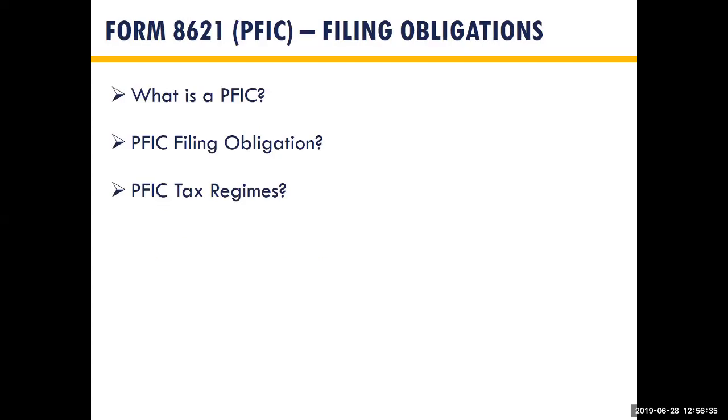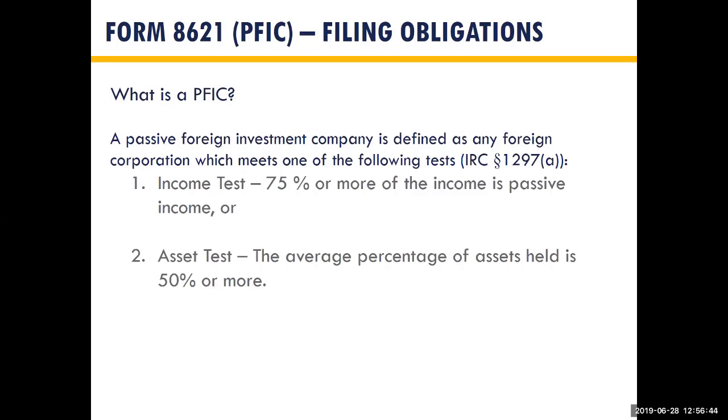What I'd like to do, and we're going to gloss over, is look at what a PFIC filing obligation is, and what the different PFIC tax regimes are that are out there. This is the definition of a PFIC. You have the income test, 75% or more of the income is passive, or the asset test, where the average percent of the assets held is 50% or more. This test is used to determine what a PFIC is.